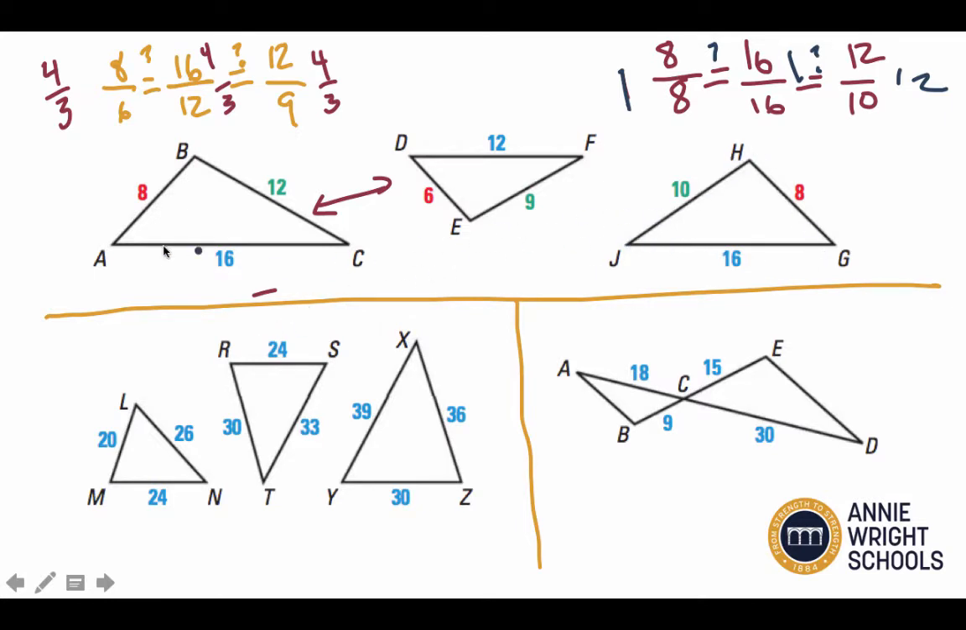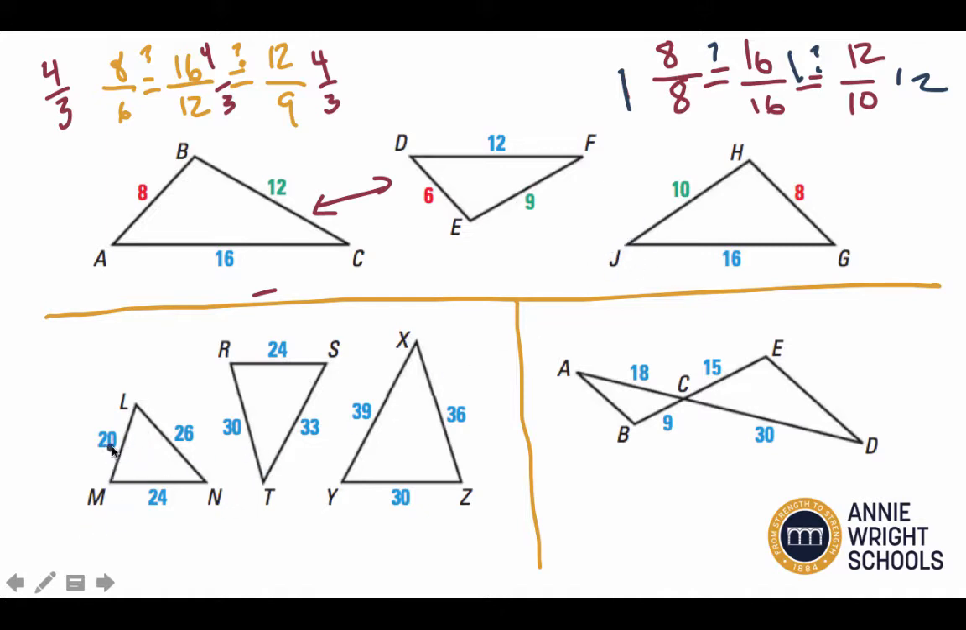And I didn't do that in the right order. ABC is not similar to GHJ. And because these two triangles are similar, I know these two triangles aren't similar as well. Because if ABC is similar to DEF, and it's not similar to that, then DEF would not be similar to GHJ. What about these triangles here?